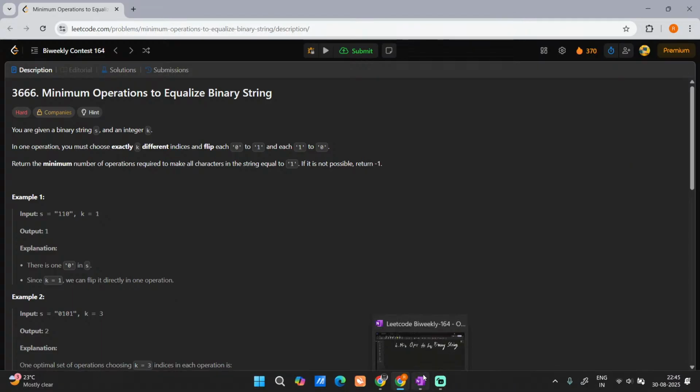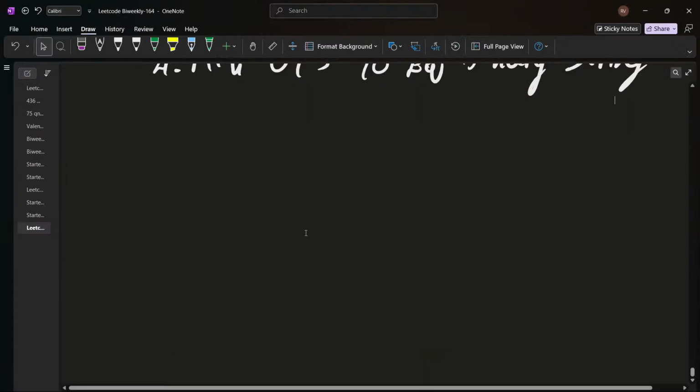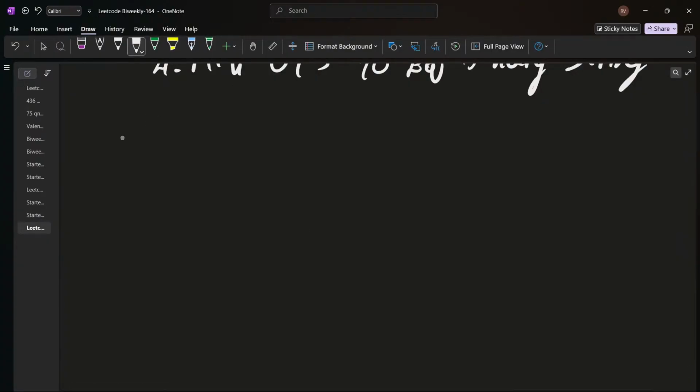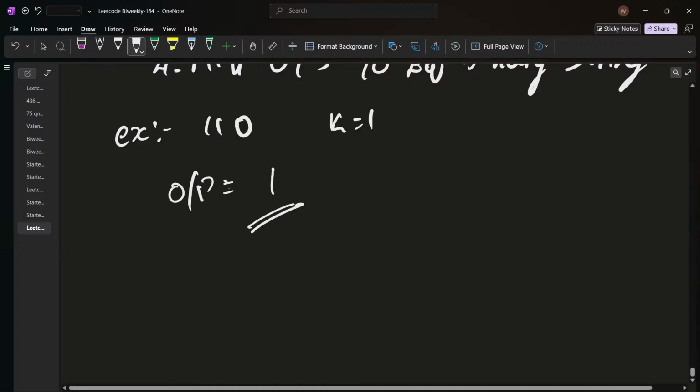I'll take one example. Let me take the first example given in the explanation. Let it be 110 and k is equal to 1. In this case, there is only one 0. So what will be my output? My output is gonna be 1. Just flip the 0.